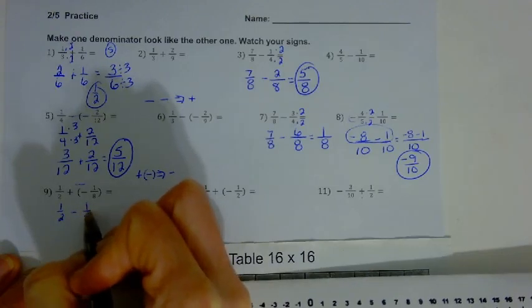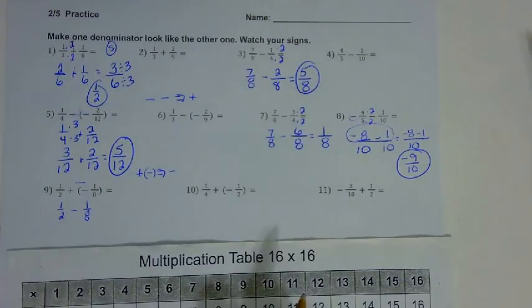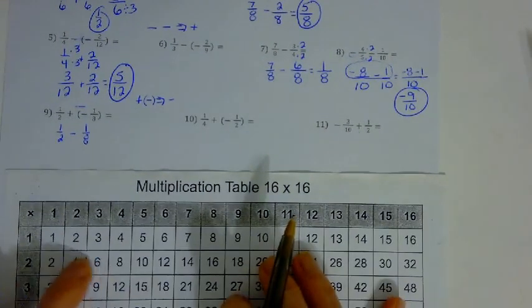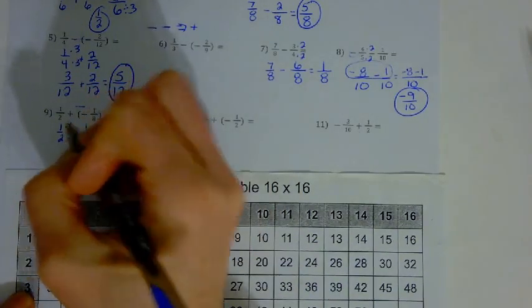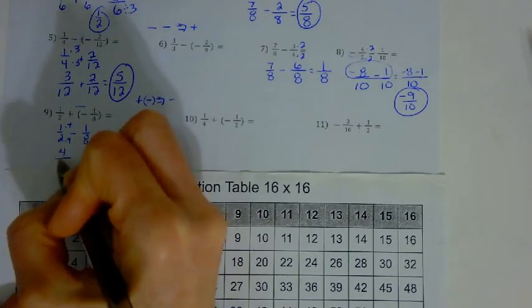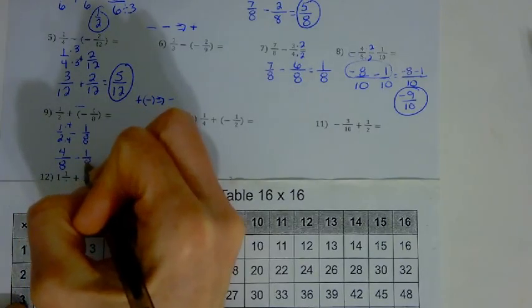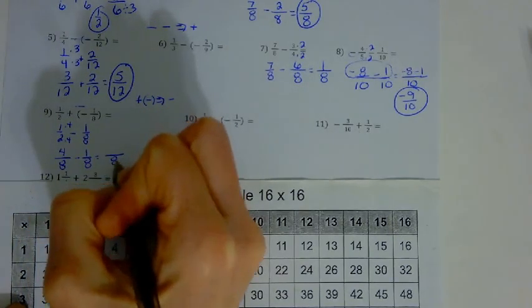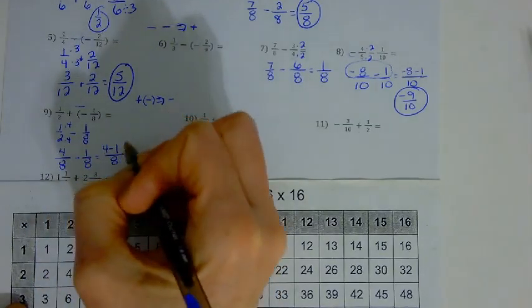Now again, we're going to make this denominator look like this denominator. So to make 2 look like an 8, we're going to need to multiply it by 4. So this times 4 and this times 4. So we get 1 times 4 is 4 on the top, 2 times 4 is 8 on the bottom. And subtract 1/8. Our denominator stays 8, and it's just 4 minus 1. Everything else goes on the top, 4 minus 1, and that's 3 over 8.